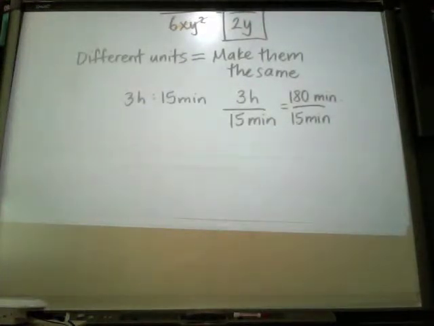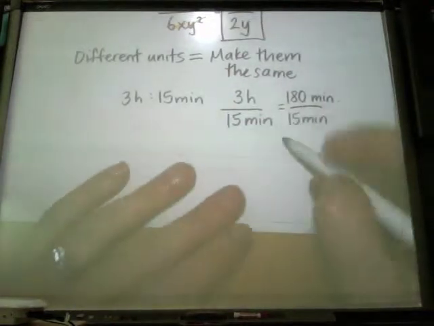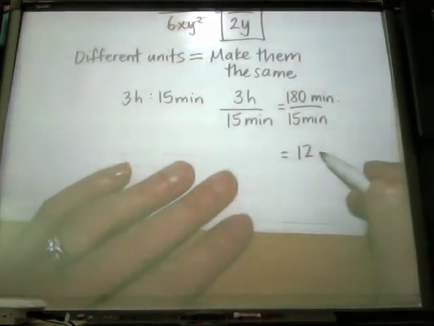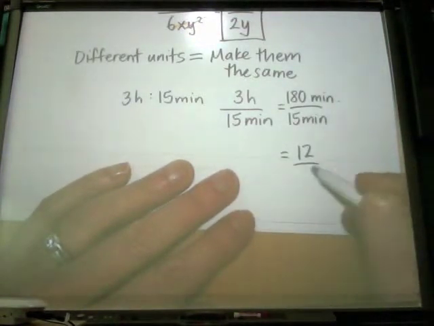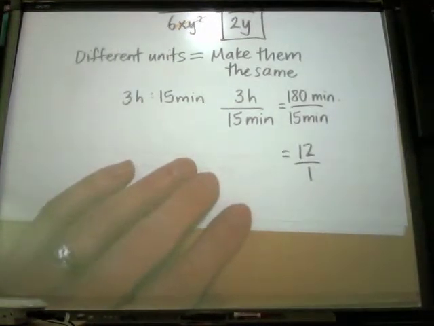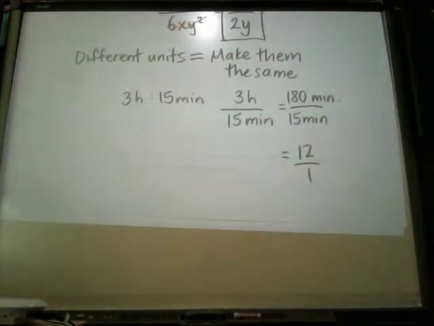Now that they're both minutes, now I'm just simplifying like I would a regular fraction. Okay? I'll tell you right now, both of these divide by 15. And so the final is going to be 12 to 1. Keep that 1. Normally we go 12 over 1. Oh, that's just 12.